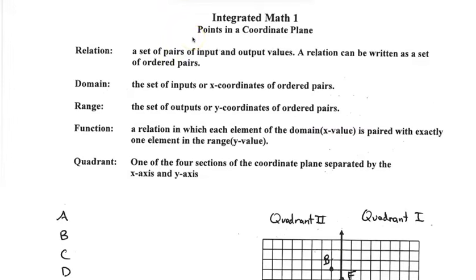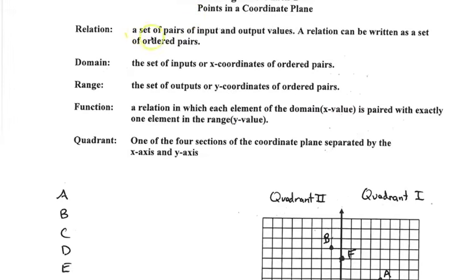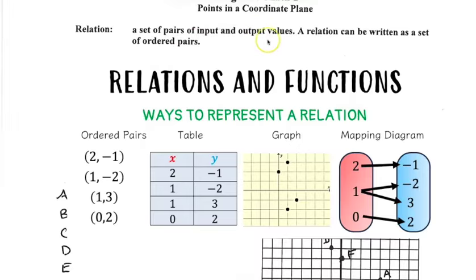Points in a coordinate plane. In this lesson, we're talking all about the coordinate plane. First, let's talk about a relation. A set of pairs of input and output values. A relation can be written as an ordered pair. A lot of times, these are known as coordinates.